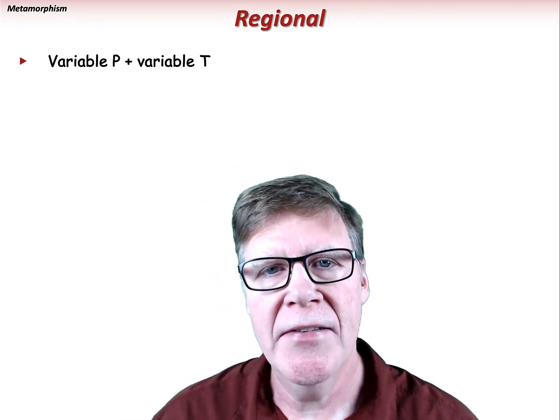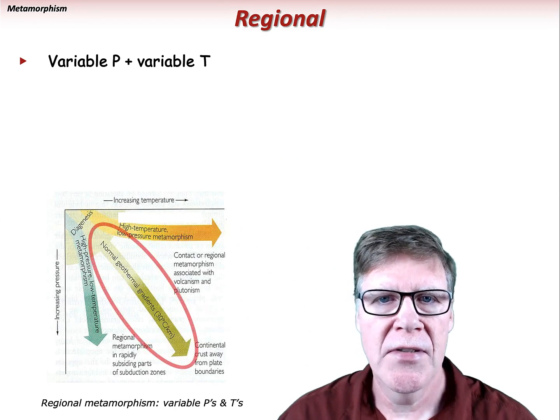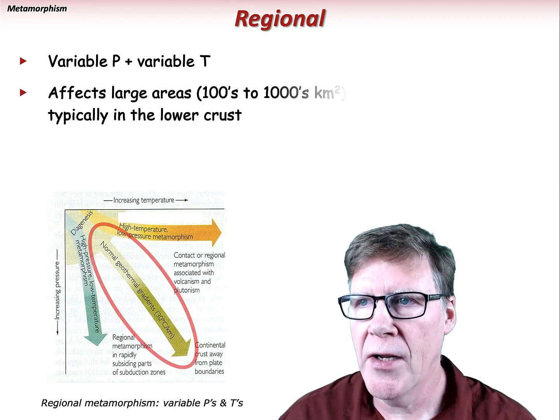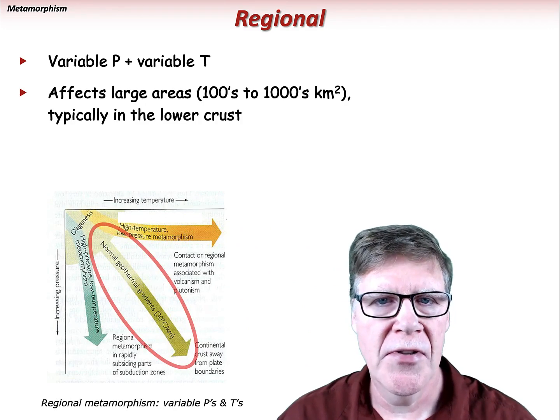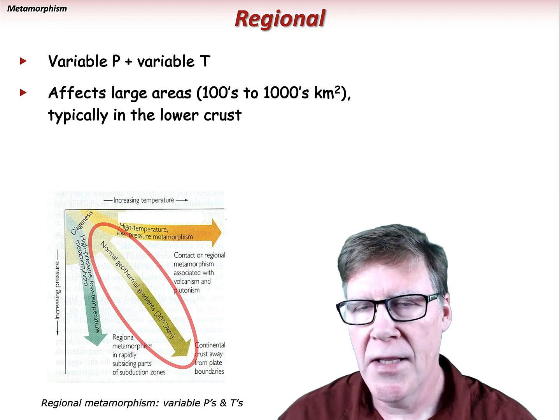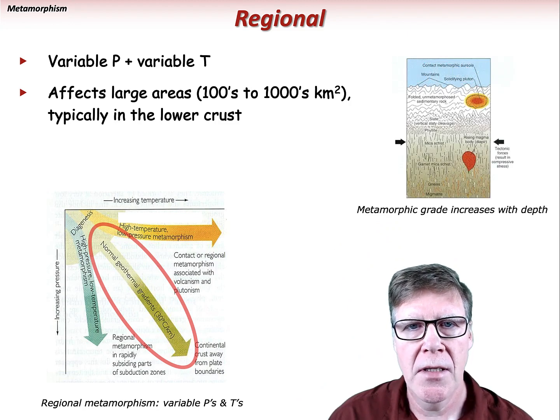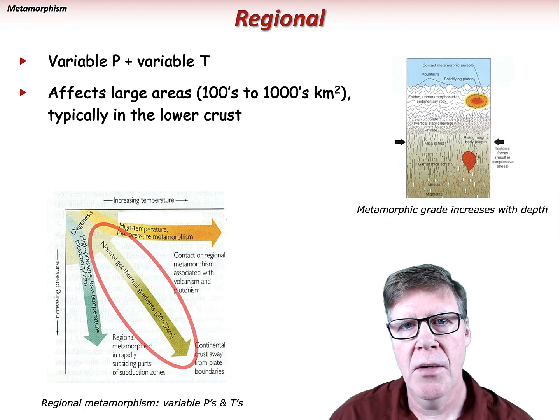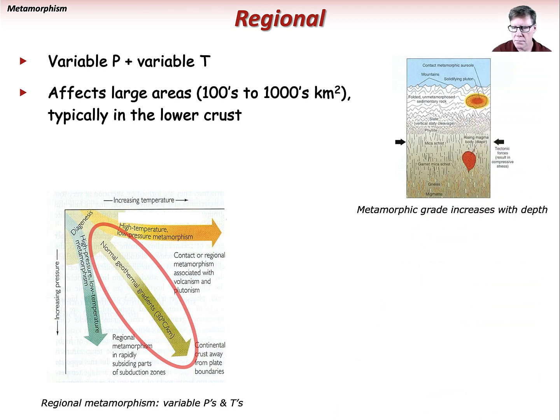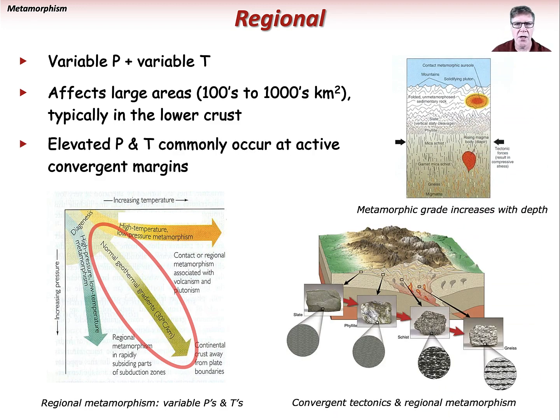Regional metamorphism involves variably low to high temperatures and pressures related to tectonic activity, typically applied over areas of hundreds to thousands of square kilometers, hence the name regional. As temperature increases with depth, the effects of regional metamorphism become more pronounced with depth. Elevated pressures and temperatures are common at active tectonic margins. This includes continent-continent mountain building areas and ocean-continent and ocean-ocean subduction zone areas.